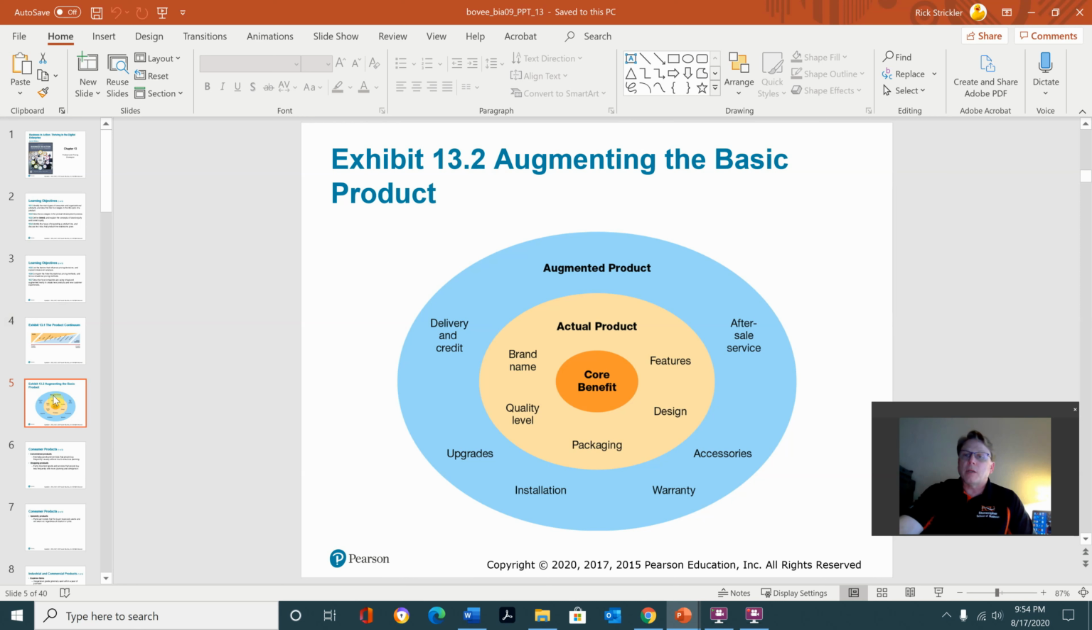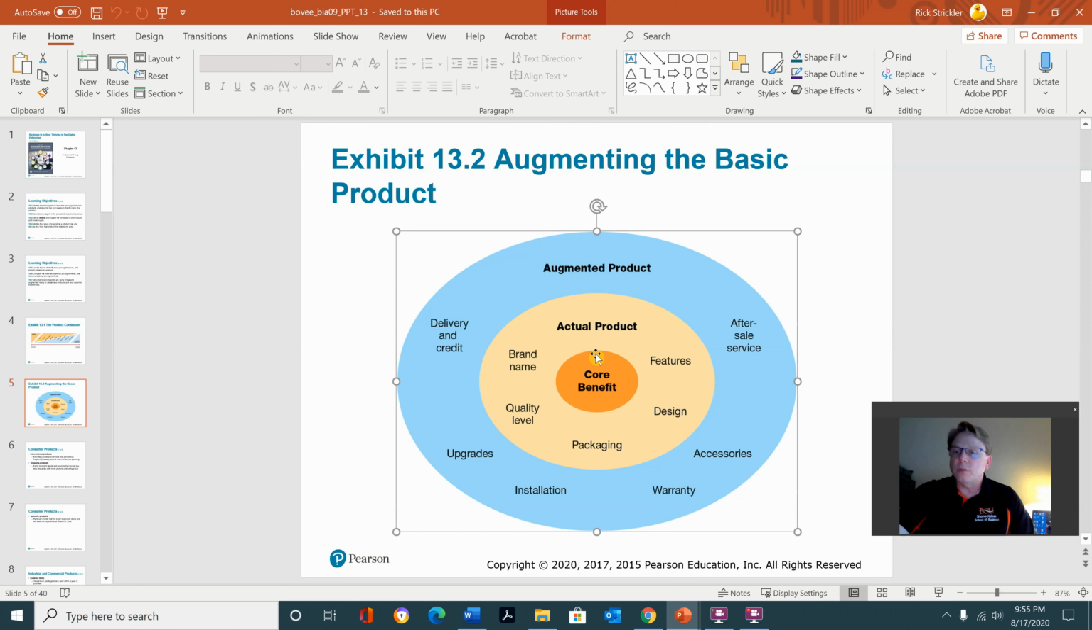So augmenting the basic product. You have the core benefits, and then you have the actual product, and then the augmented product. Why you bought it would be the core benefits. Why you bought the specific one that you bought could be brand name, quality, packaging, design, features. So the core benefit of wearing shoes is to keep your feet safe, free from harm. Quality of the shoe could be to keep your feet comfortable. Arch support, things like that. The benefits that you would get from a shoe.